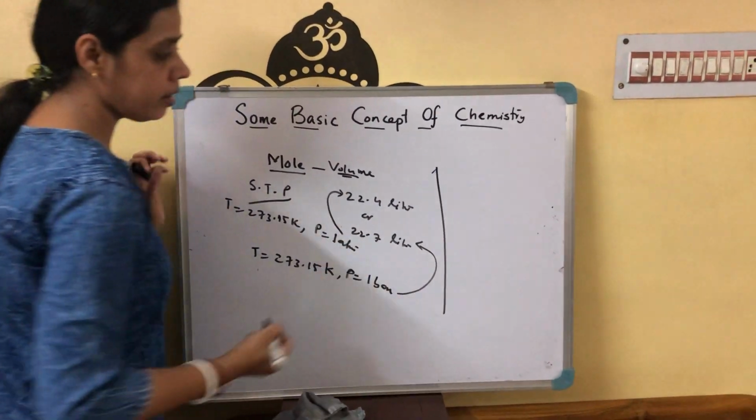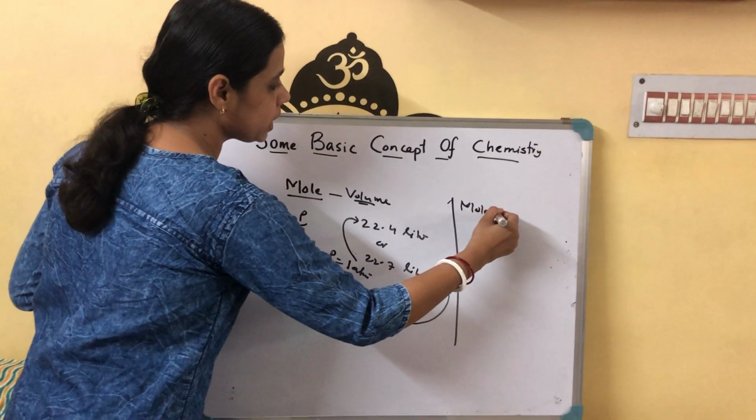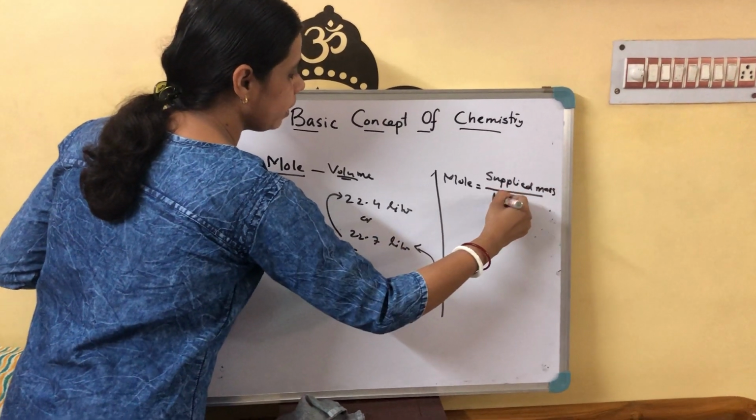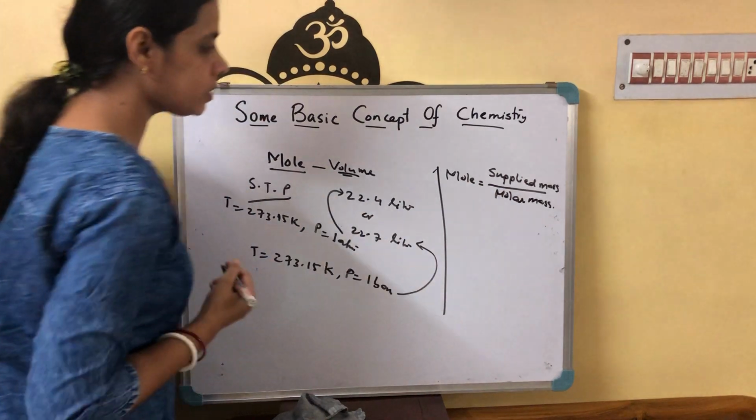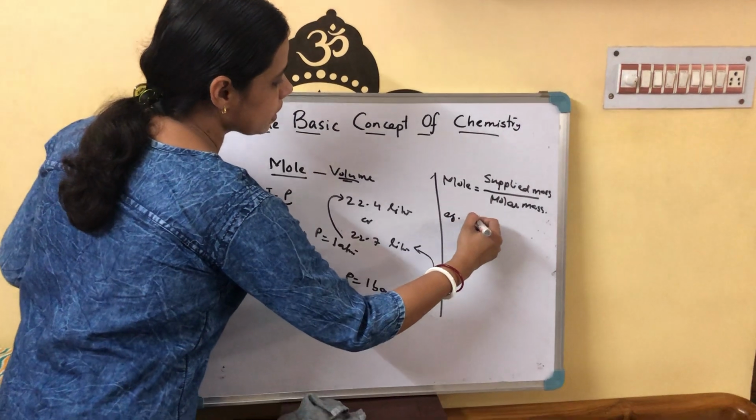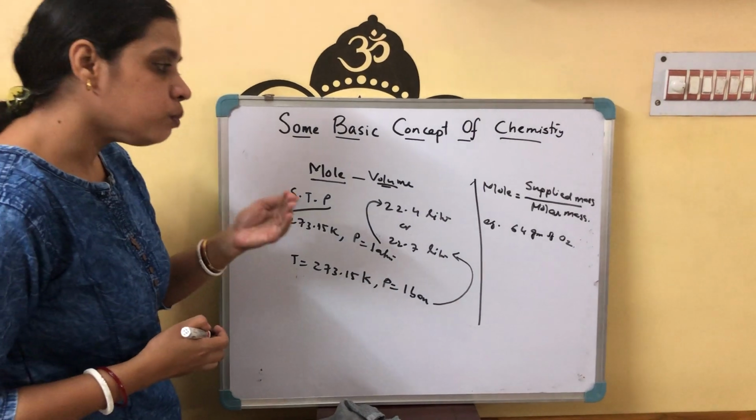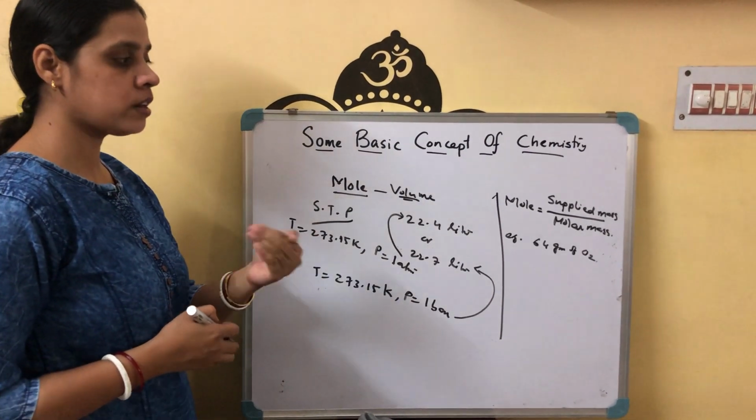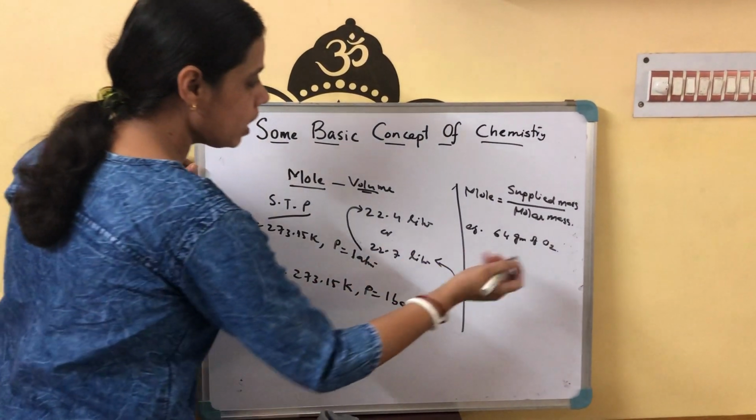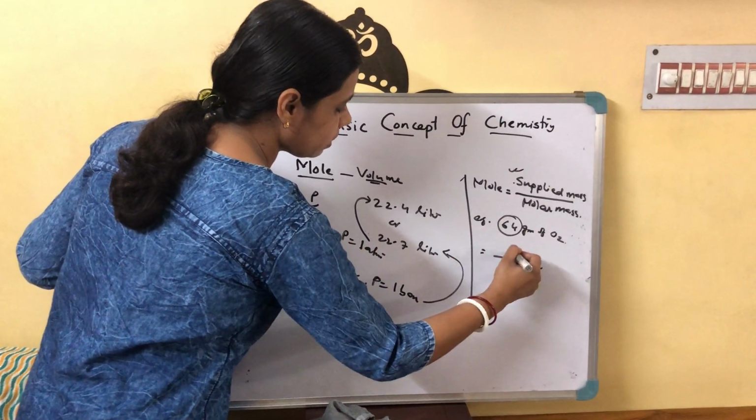Another way we calculate the mole is with the formula: mole equals supplied mass by molar mass. For example, if I take 64 gram of oxygen and the question is how much mole of oxygen is present within 64 gram, how can we calculate? In place of supplied mass, I just write the value 64.